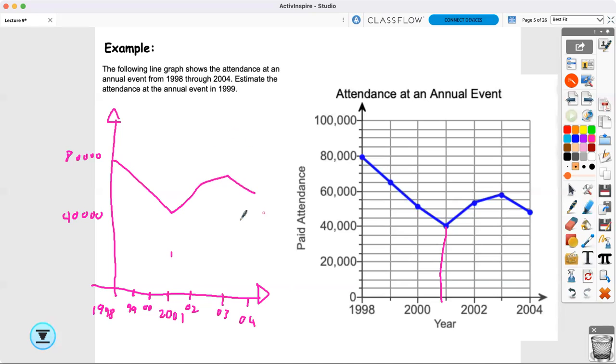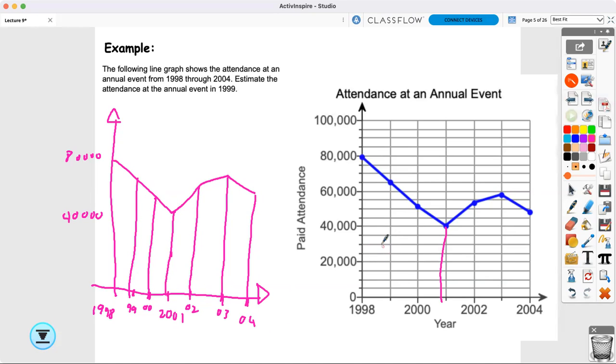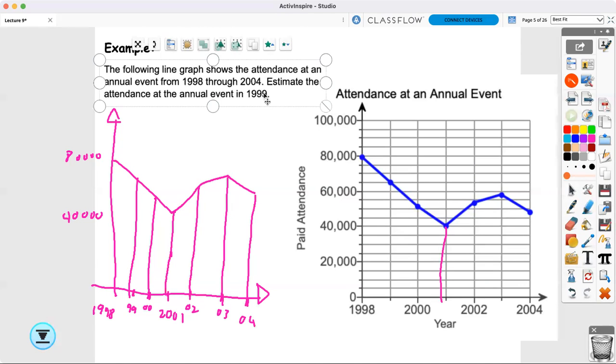Now, if you want to draw lines going down to your X values, you can. Doesn't really matter. This is a sketch. We're making a sketch. Now, for the sentence in your notebook, I want you to go ahead and write these two sentences. It says the following line graph shows the attendance at an annual event from 1998 through 2004. Estimate the attendance at the annual event in 1999.